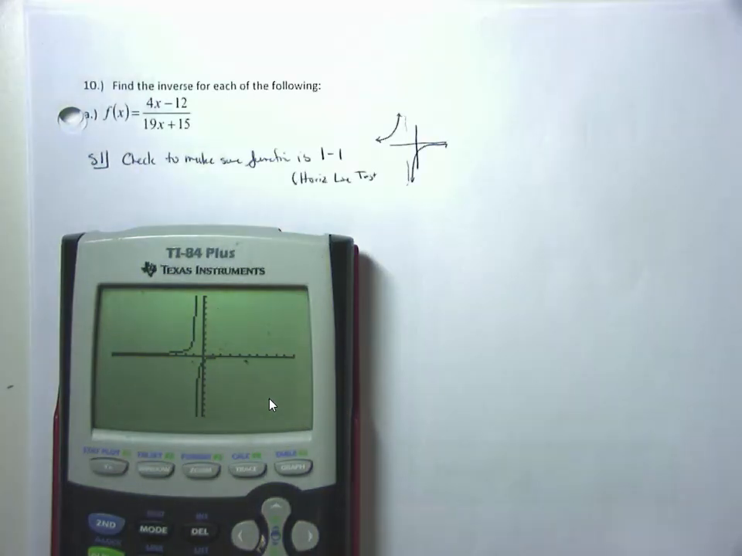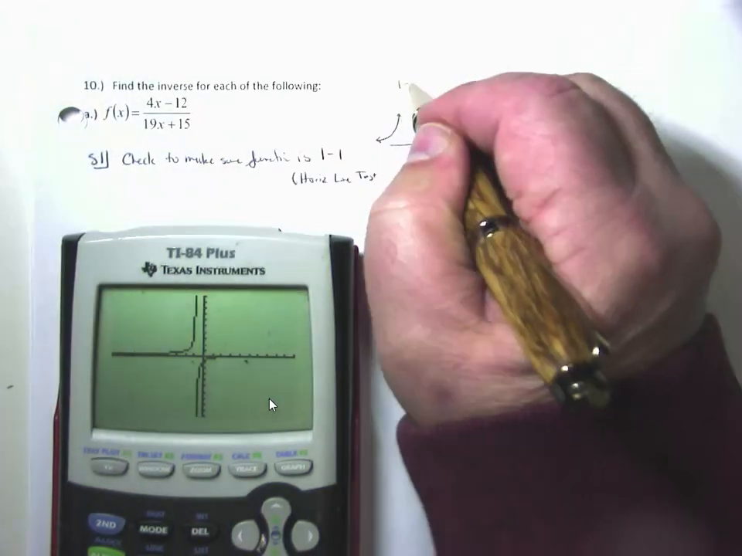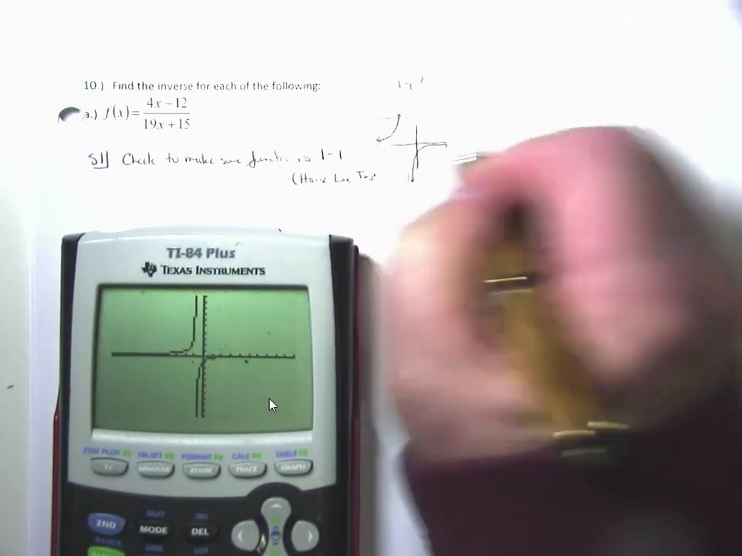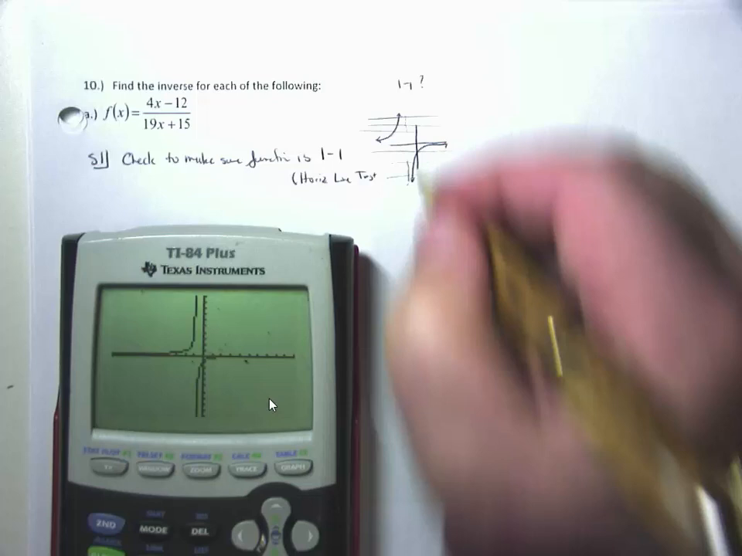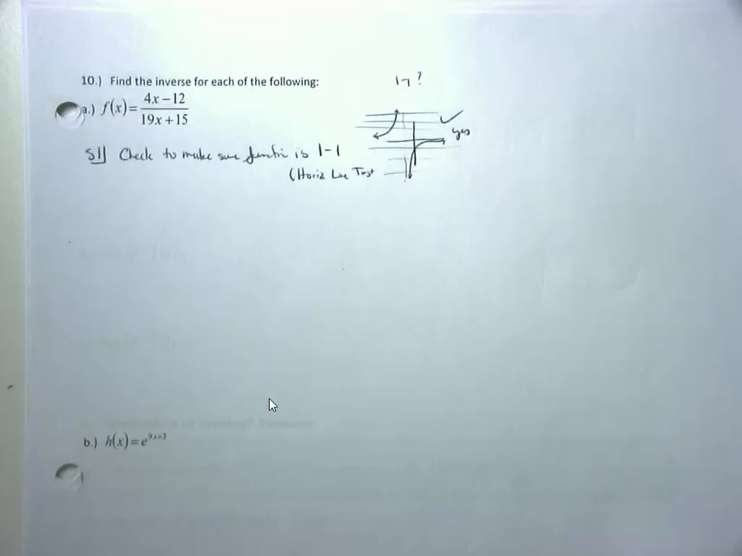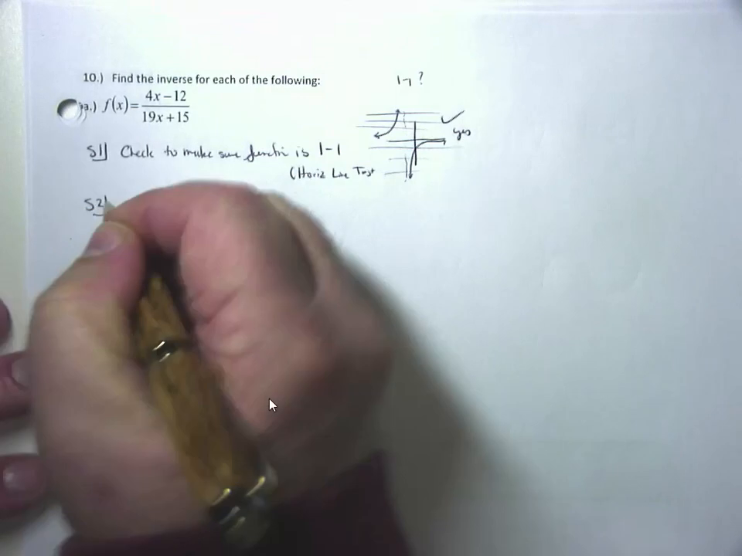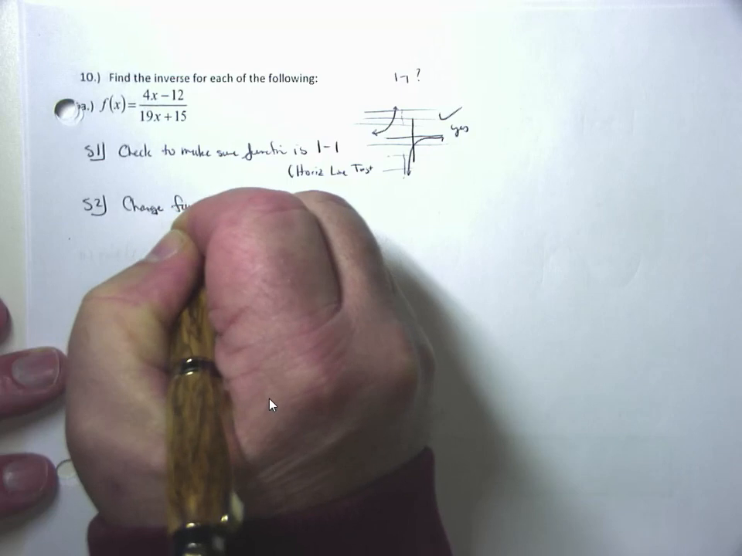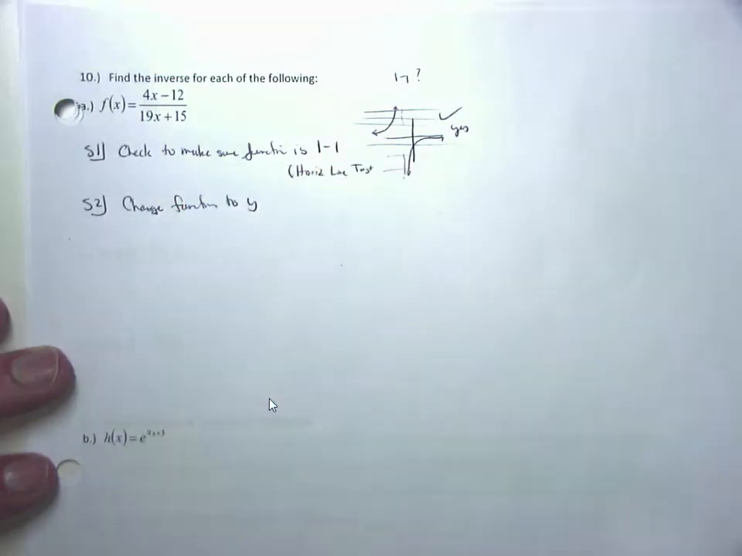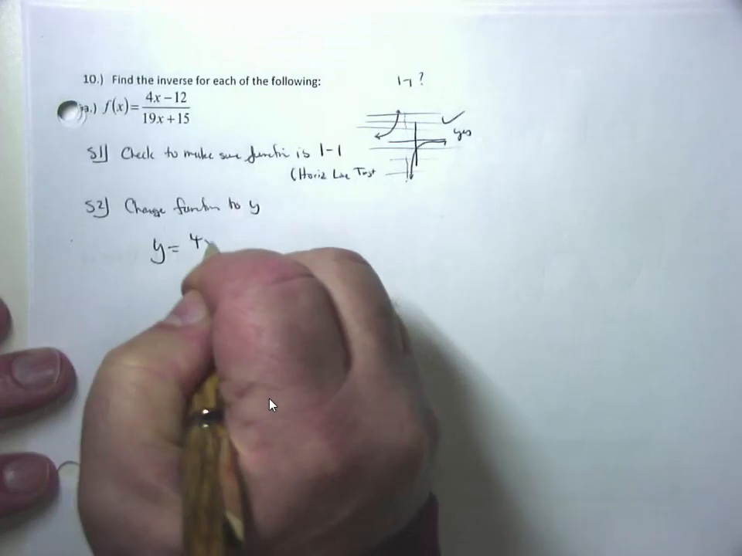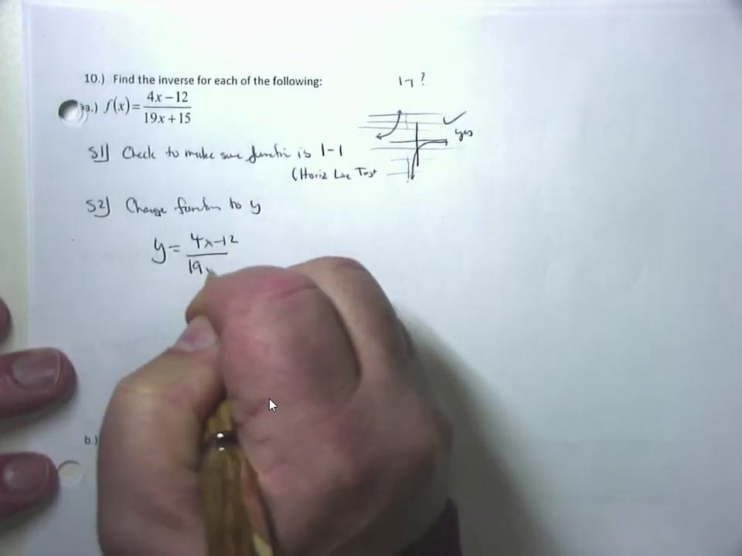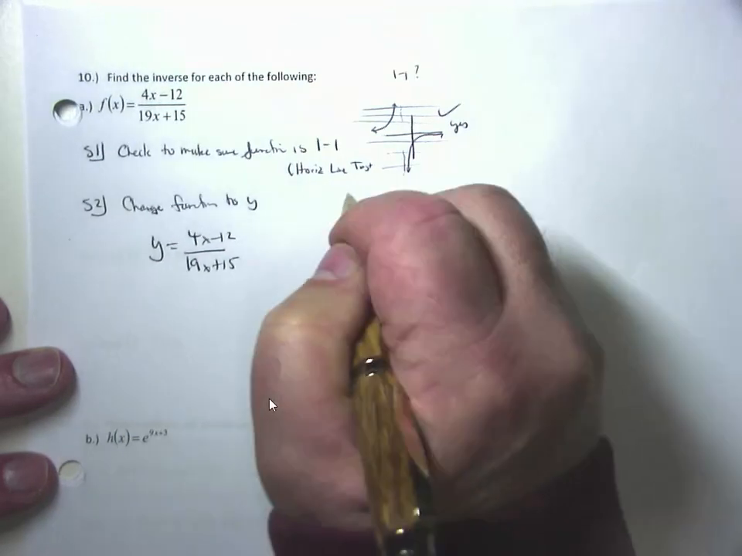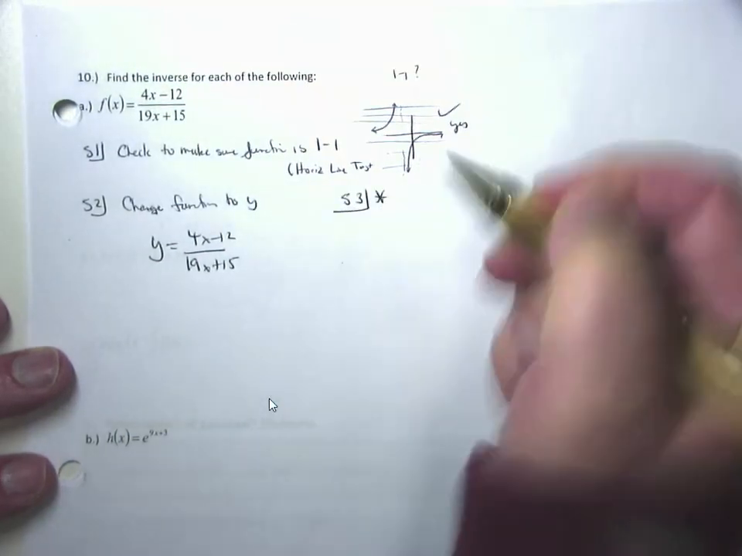The question though is, is it one-to-one? Any horizontal line only intersects the graph at most one spot, so it checks. The answer is yes. If the answer was no, then the answer would be no inverse function exists. Step 2 is change function to y. This is to make it simpler for us, so that gives me y is equal to 4x minus 12 over 19x plus 15.